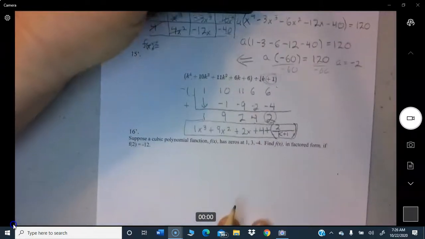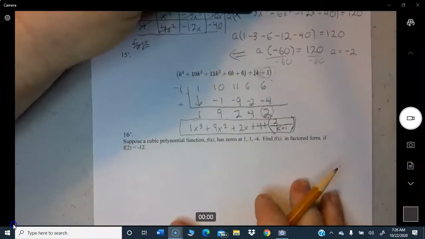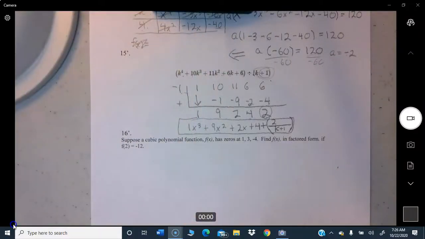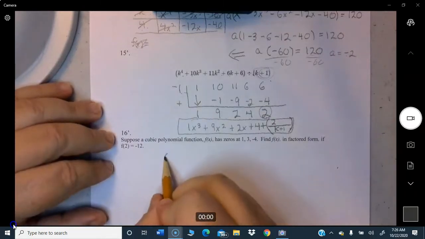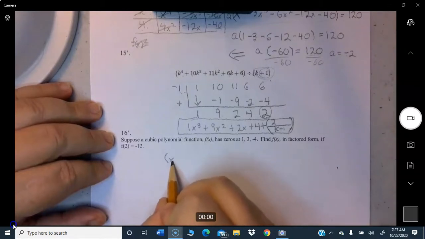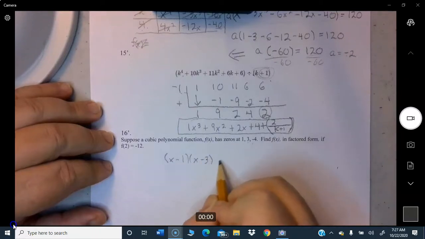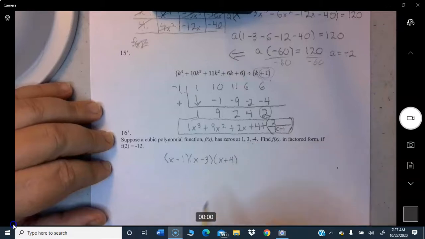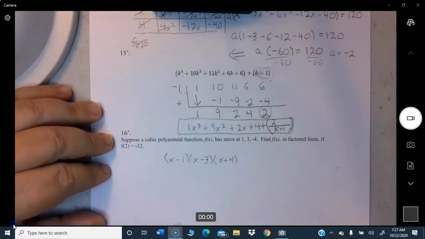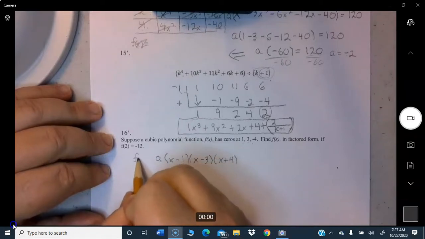All right, last one. Suppose a cubic polynomial function f(x) has zeros at 1, 3, -4. Find f(x) in factored form if f of 2 equals -12. This is very similar to number 14. So we simply can go ahead and write out our factors. That's going to be x minus 1, x minus 3, x plus 4. Okay, so 1 makes this go to 0, 3 makes this go to 0, -4 makes this go to 0. Okay, so there's going to be an a in front of this and an f of x here.